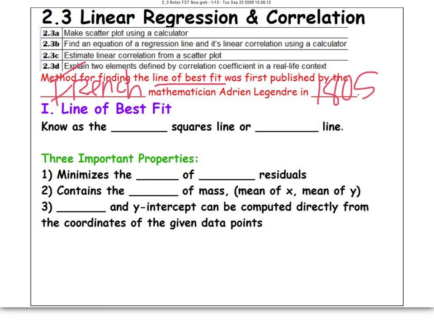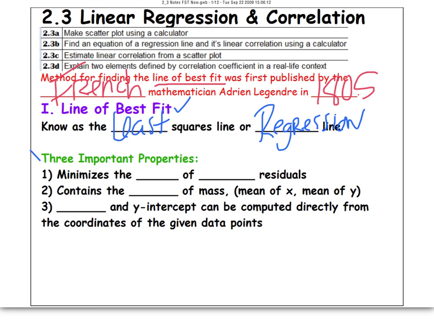You might be asked to find the line of best fit, or you might be asked to find the least squares line, or you might be asked to find the regression line. All of these will mean the same thing. It basically means find the equation of the line. Now, instead of using y equals mx plus b like we do by hand, our calculator actually does it.